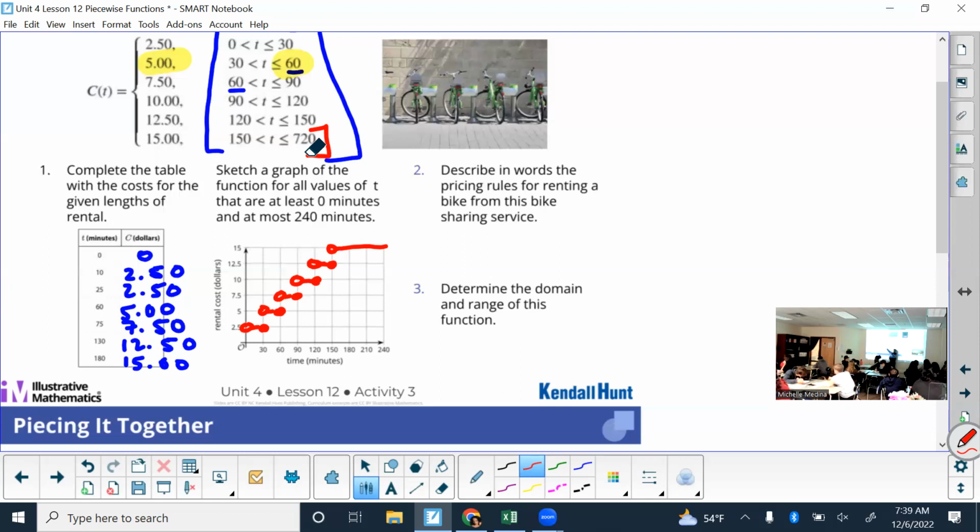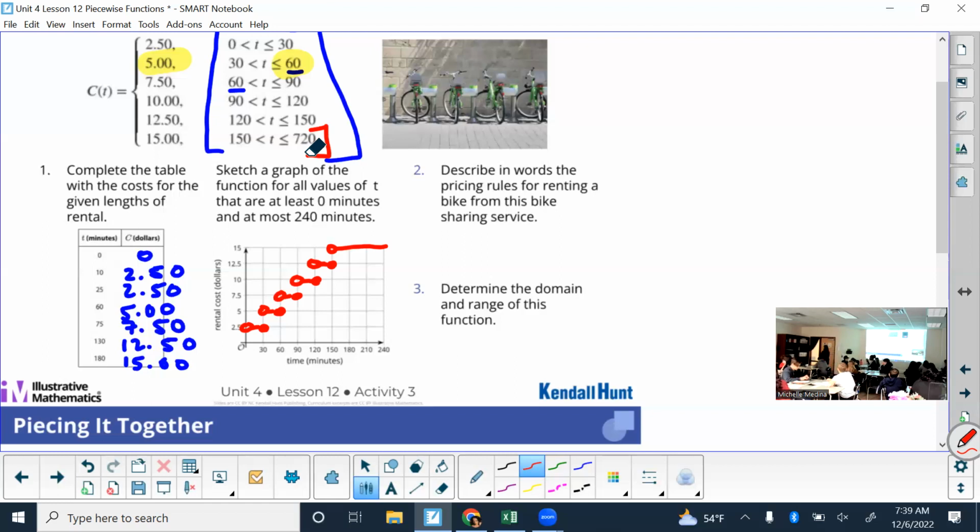So that's how our graph would look. It still continues beyond this all the way to the 720, then we'll have a closed circle there, but that's what I'm limited to on this graph. But does that make sense? How we're using the rule to figure it out?